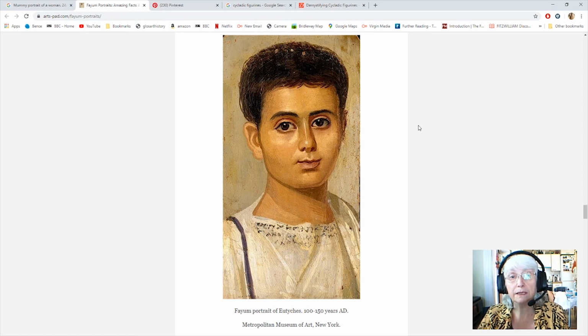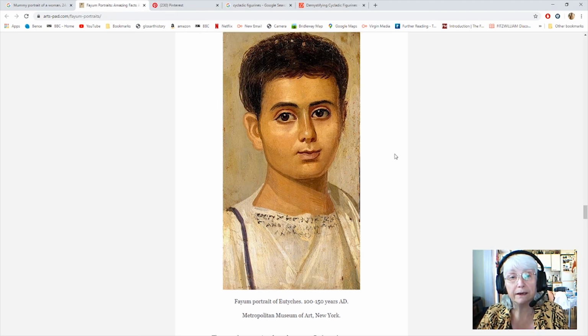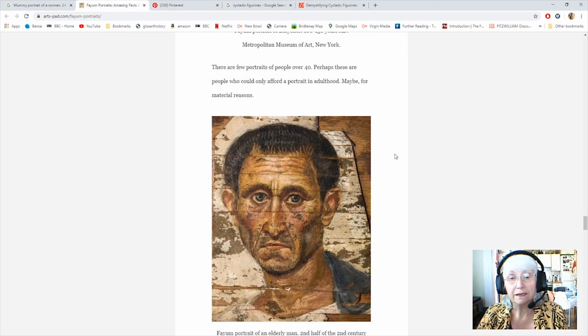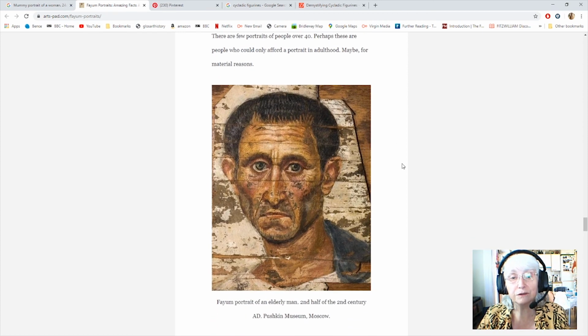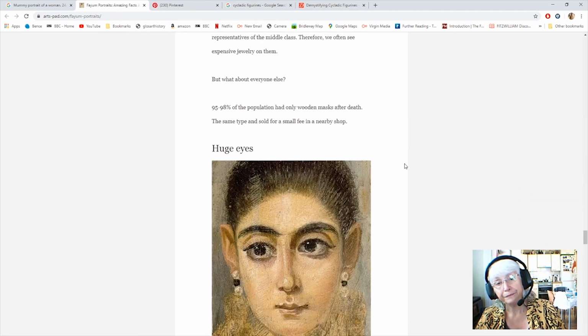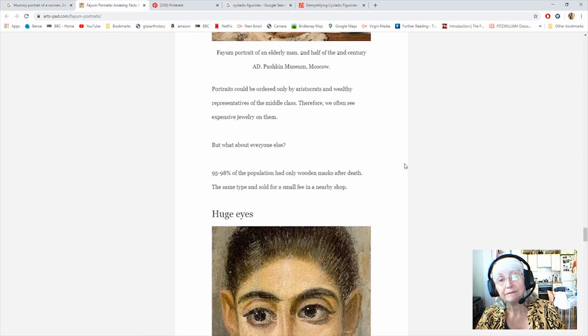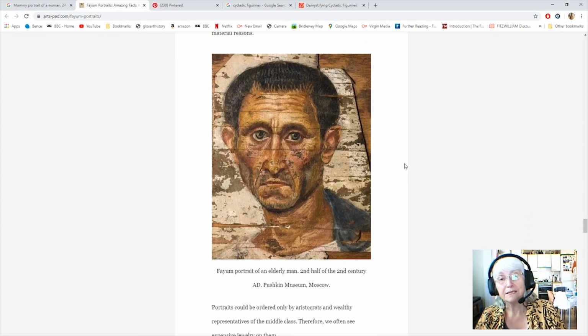This one in the Metropolitan Museum of Art in New York, this young boy with his beautiful face and his big eyes looking out at us. Not quite so beautiful, older man, but so realistic in the way that the portrayal is. And if you compare that one with that one, you can see that that is very realistic.